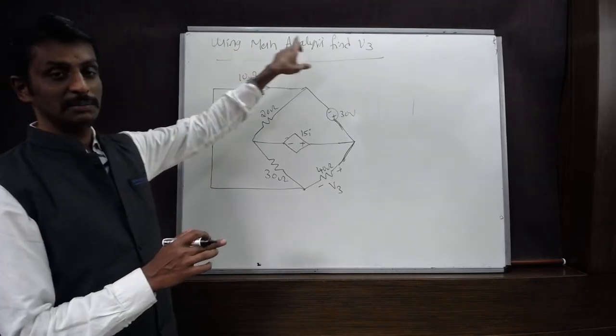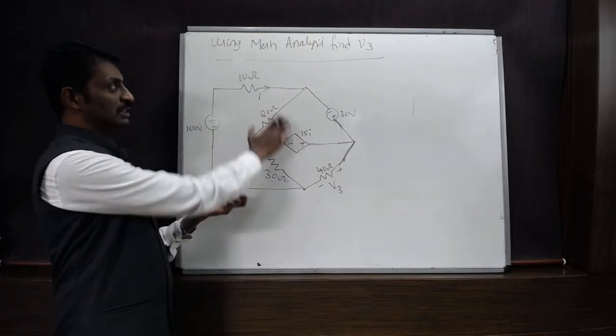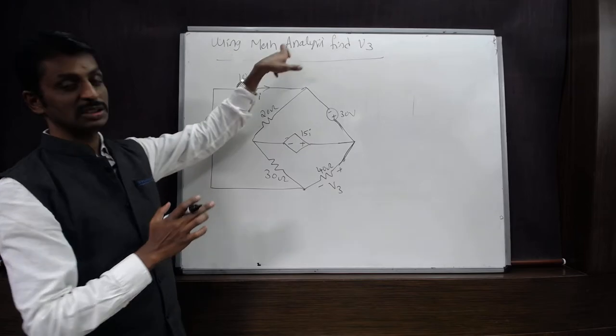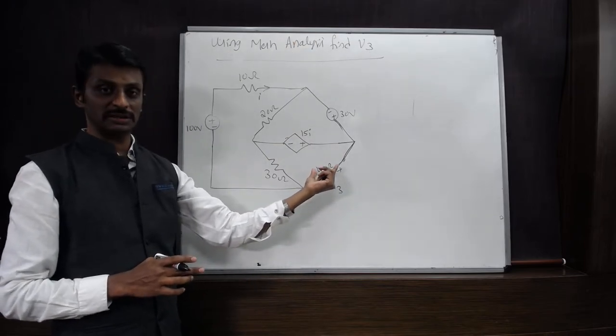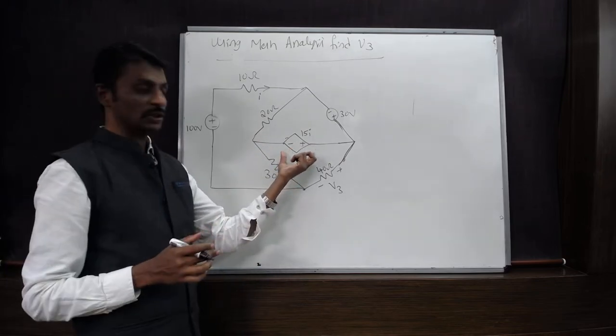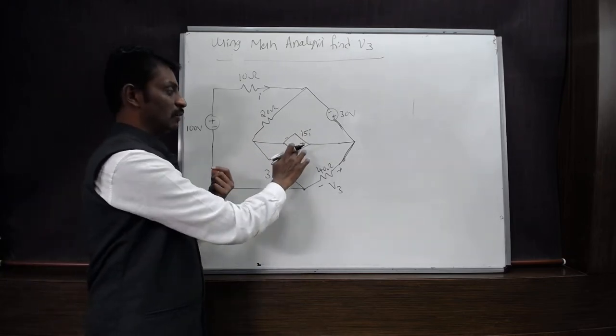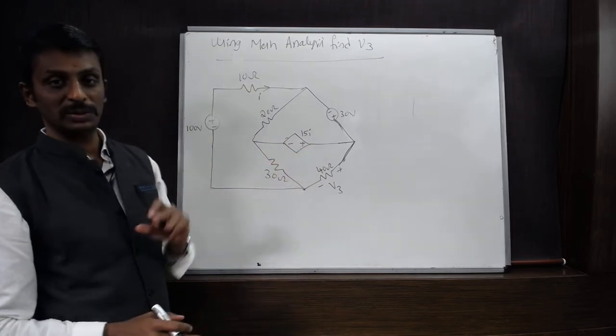Problem based on the mesh analysis. This is the basic problem. Here we have the circuit which is given. By using the mesh analysis, we need to find the voltage V3 across the 40 ohm resistor. If you look into the circuit diagram, we can see there is a dependent voltage source, a current dependent voltage source. The voltage of this one depends on the current through the 10 ohm resistor.